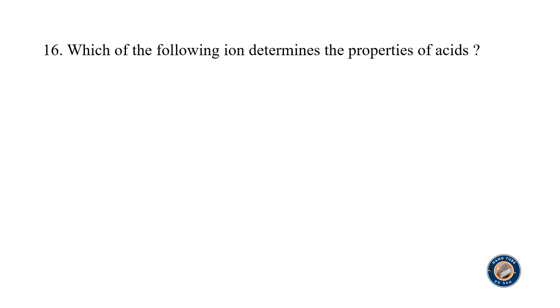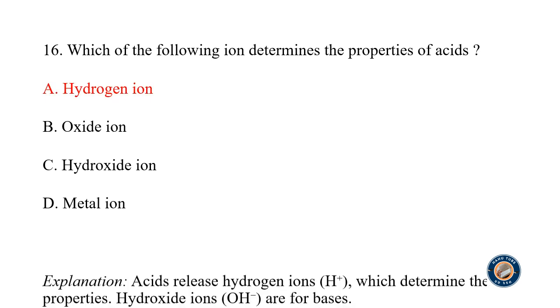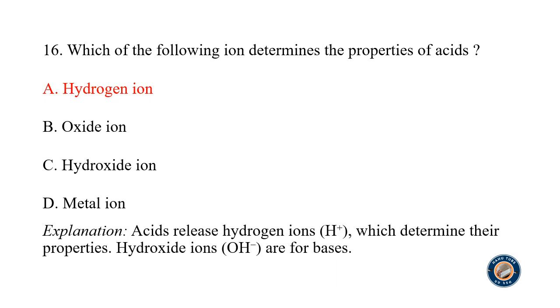Question number 16. Which of the following ion determines the properties of acids? A. Hydrogen ion. B. Oxide ion. C. Hydroxide ion. D. Metal ion. The answer will be hydrogen ion. Acids release hydrogen ion, which determines their properties. Hydroxide ions are for bases.